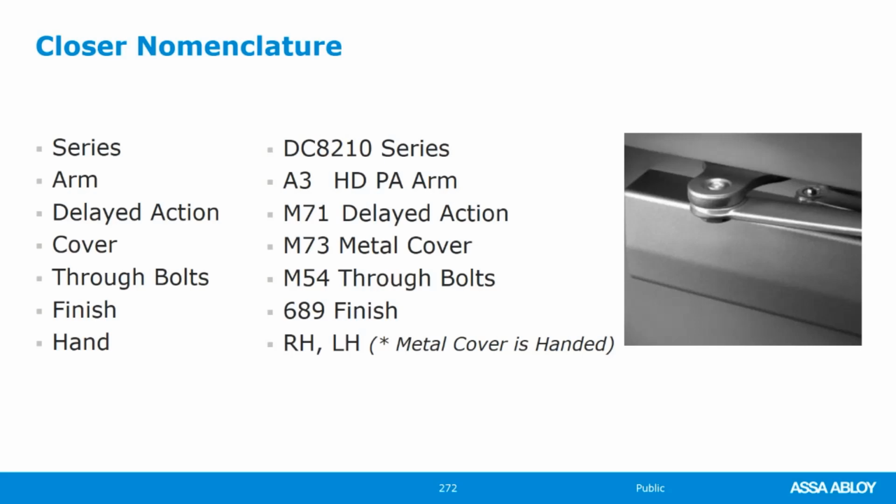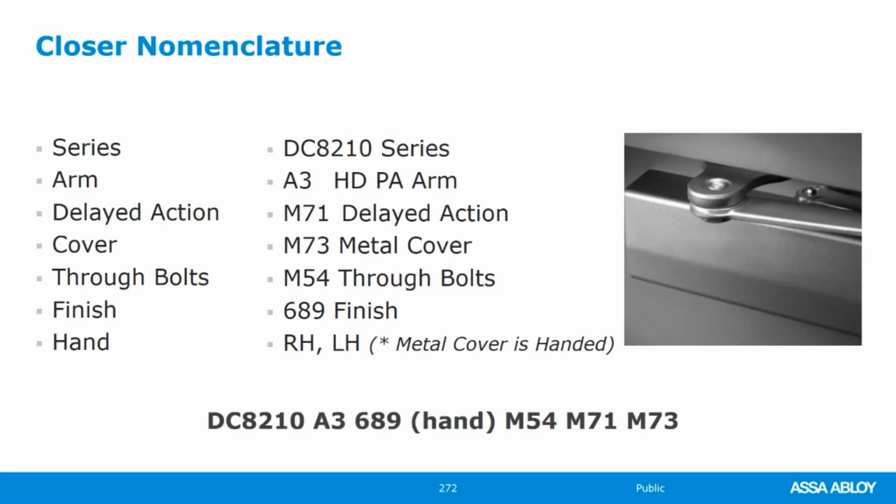Because we added a metal cover, our metal covers are handed. Our plastic or ABS covers have a knockout or an insert in them, depending on the product, and can be used with left or right hand. Our metal cover does not have that availability, so you have to order it properly handed. So there's one instance where you would have a handed closer. Part number looks like that. Our DC 8210, A3, 689, by the handing, M54, M71, M73.